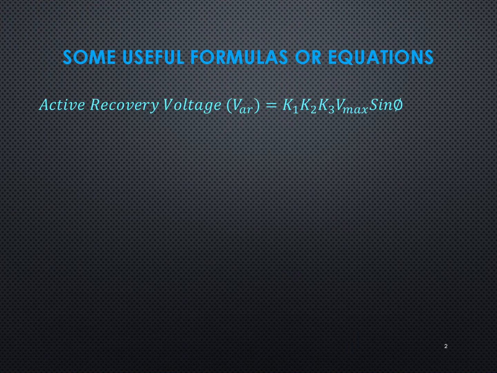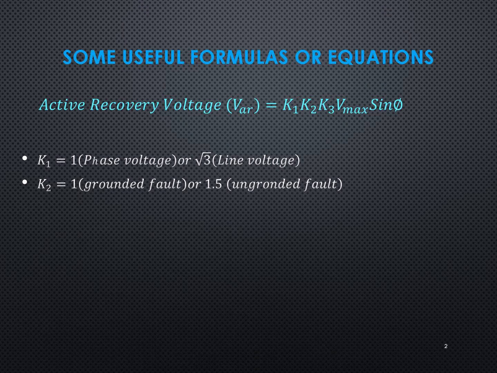Active recovery voltage. What is active recovery voltage? It is the instantaneous value of recovery voltage across the circuit breaker contacts at the instant of arc interruption, and it is represented by the equation K1, K2, K3 Vmax sin phi. K1 is a constant. The value of K1 depends on whether it is phase voltage, in which case the value is equal to 1, or line voltage, in which case the value is equal to √3.